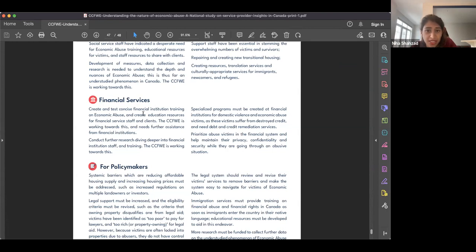Create specialized programs for victims and survivors, as many of these victims suffer from destroyed credit and they need debt and credit remediation services. We are actually working with a financial insolvency organization to see what we can better do, because it's something that women don't often know when they leave an abusive situation. Some women are told that they need to declare bankruptcy to be able to again start from scratch and start building up their financial resources. This doesn't always have to be the case.